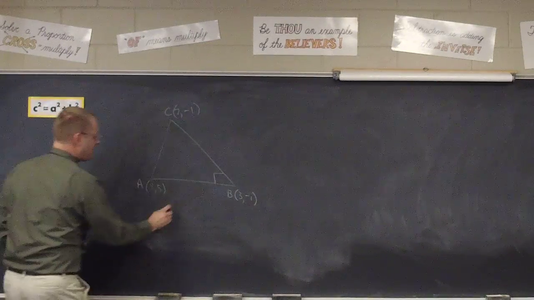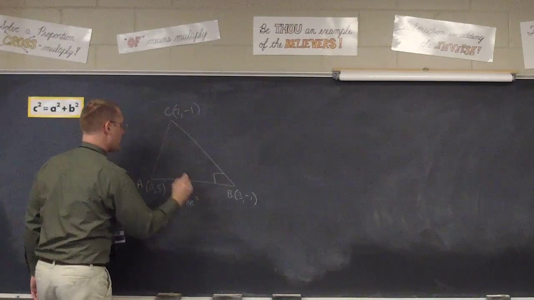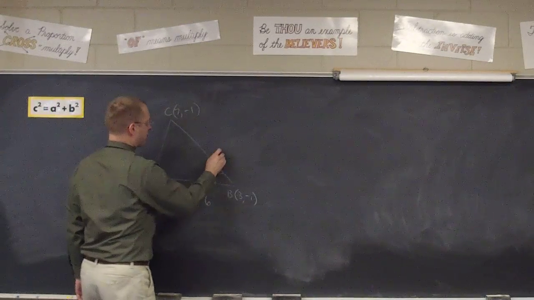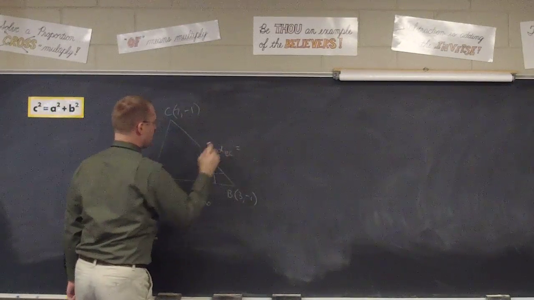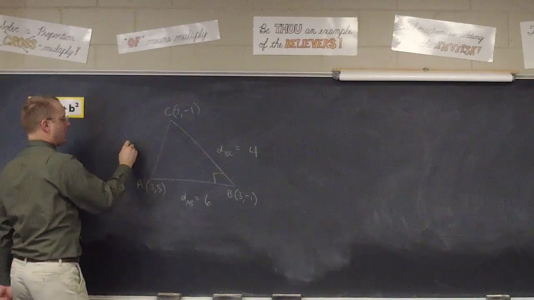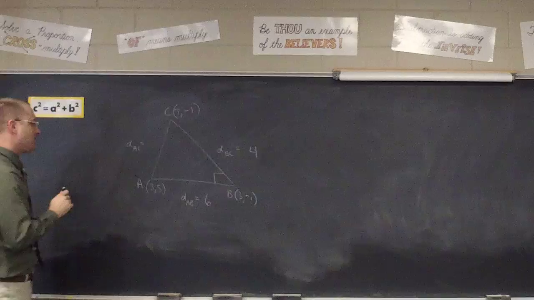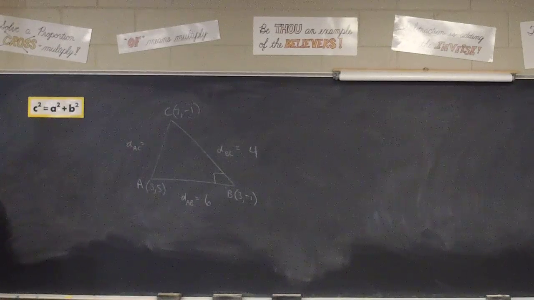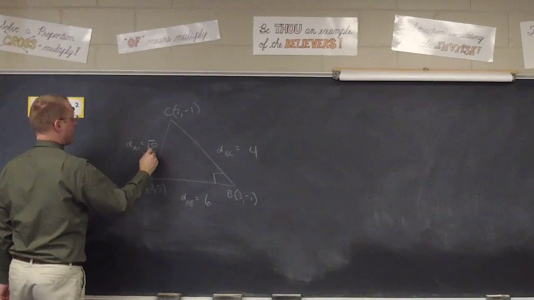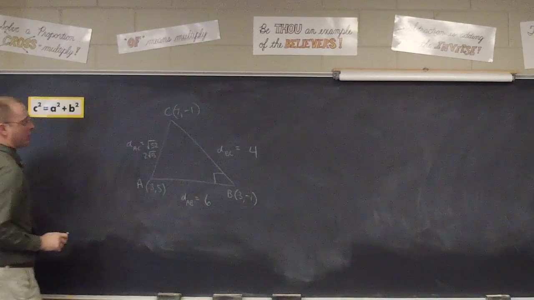All right, let's find the length of AB. 6. Let's find the length of BC. 4. And let's find the length of AC. I'm getting square root of 52 also. It could be 2 times the square root of 13. I'm just going to leave square root of 52.